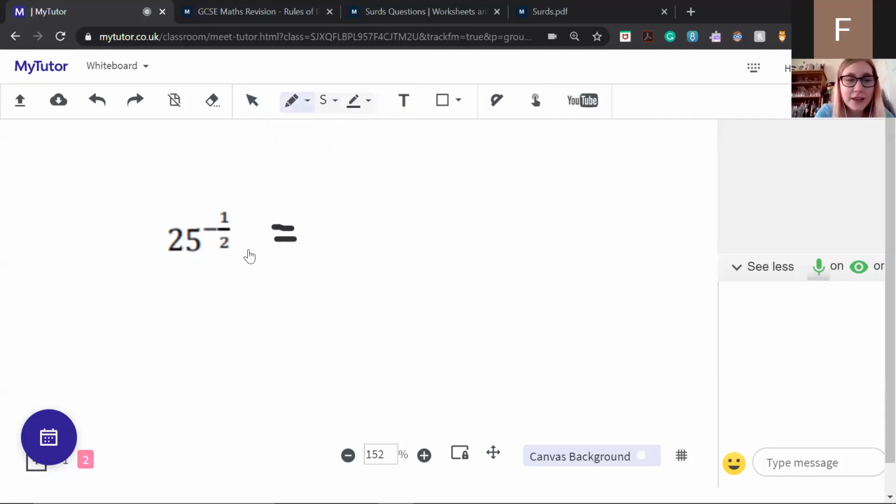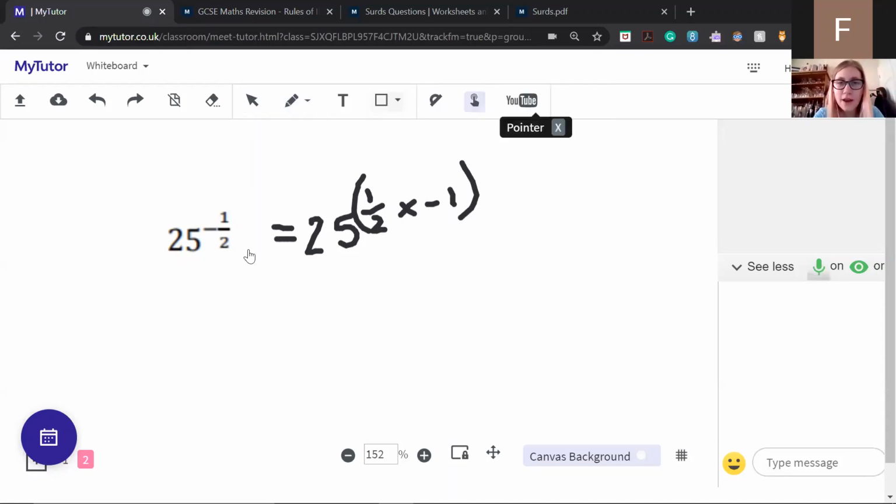So this is the same thing as saying 25 to the power of half times minus 1. That's what minus a half is, right? It's a half times minus 1. Now we're going to do the reverse of what we did before.